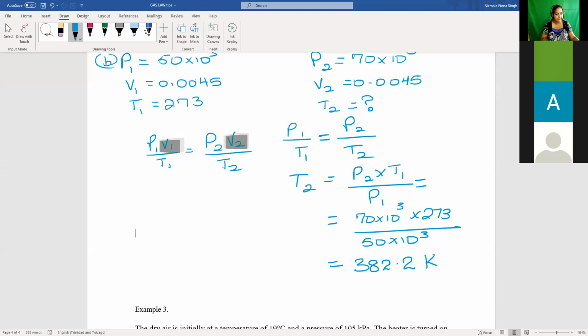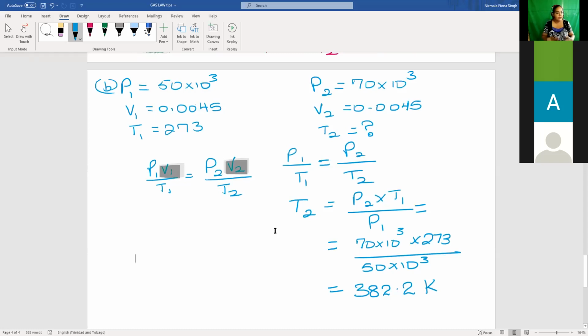So for part B, if we were to put down all our terms nice and I will write over these P1, V1, T1 for each part. I won't just try to refer to it because it can get a little confusing. So P1 is 50,000, V1 is 0.0045, T1 is 273. They said that the volume remained constant, that the pressure increased by 20,000. So if it increased by 20,000, we have a new pressure of 70,000.